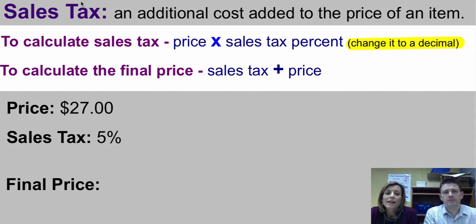Welcome back. Until Thanksgiving break, we're going to do a couple of lessons that actually apply concepts we've been talking about in our unit to real-world shopping. So our first lesson is sales tax and discount.